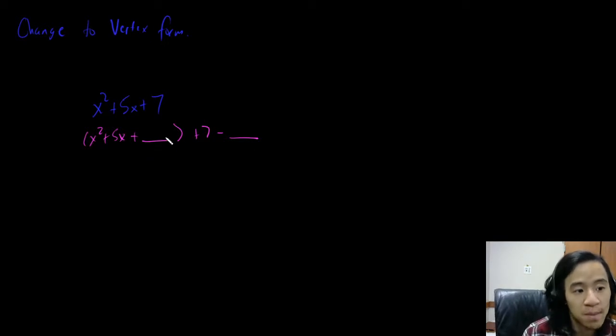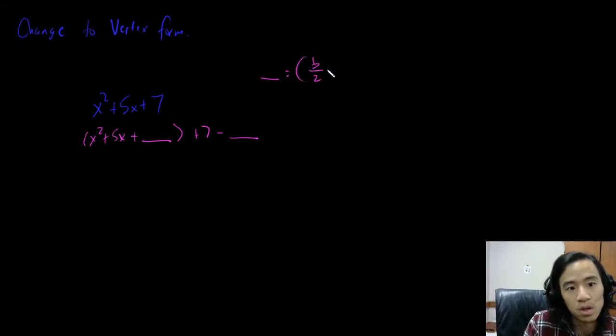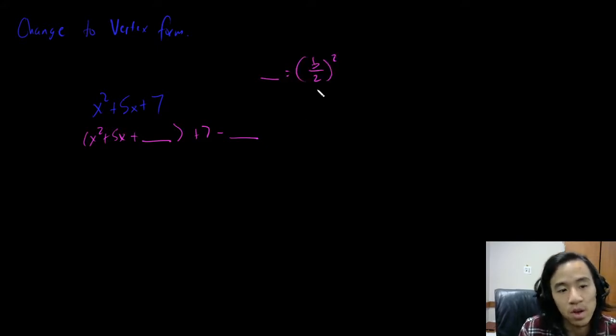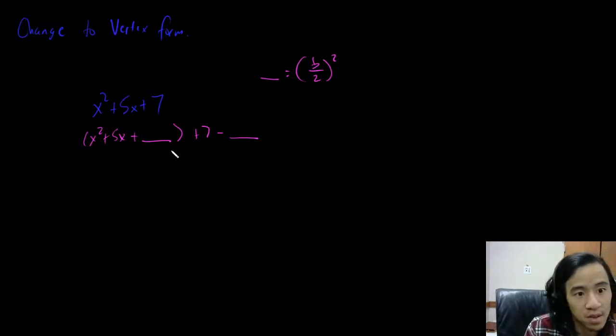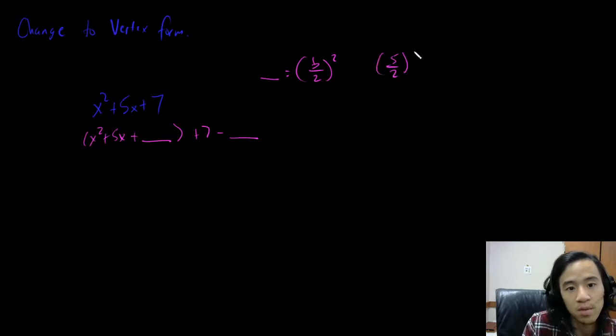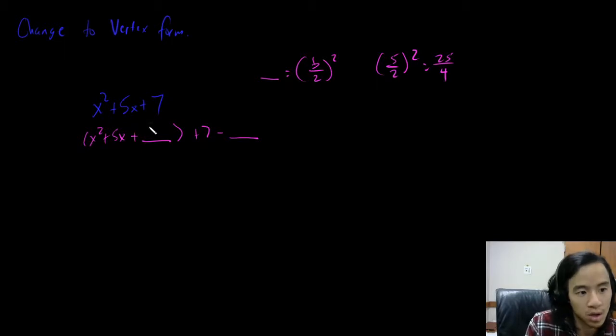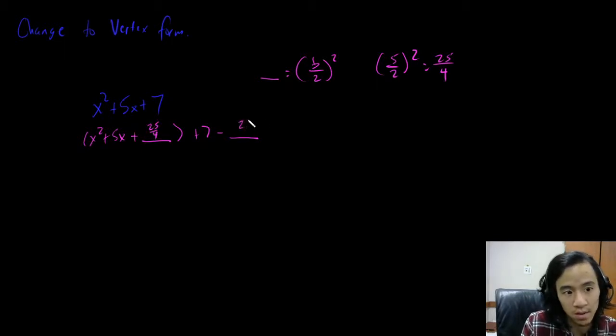Well, we're going to put the same number in these blanks, and what we're going to put in the blank is b over 2 squared. So b divided by 2 and then everything squared. So b is 5 in this case. So we're going to have 5 over 2, everything squared. That's equal to 25 over 4. So we're going to add 25 over 4 here. We're going to subtract 25 over 4 here.